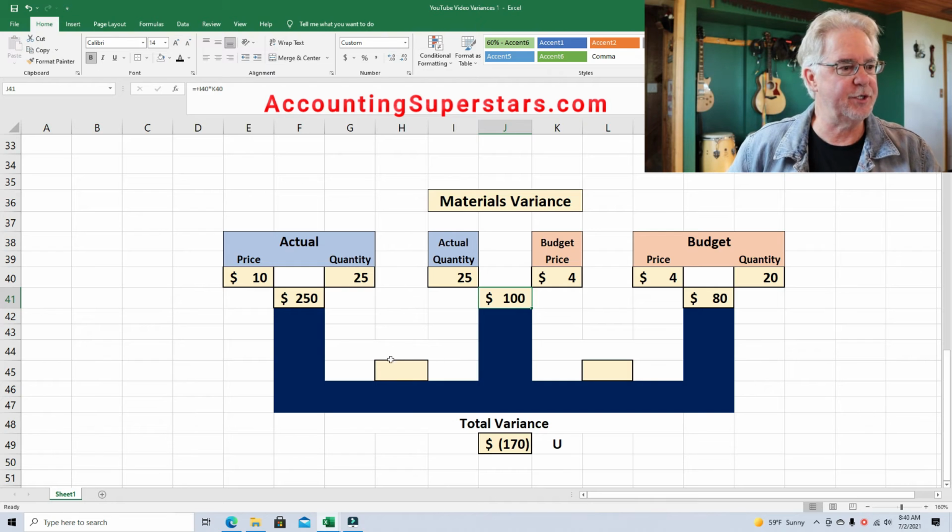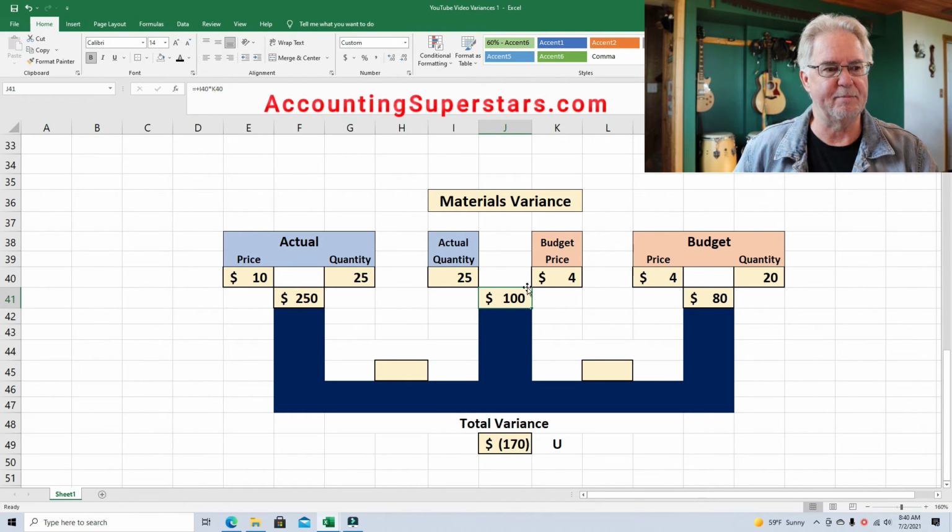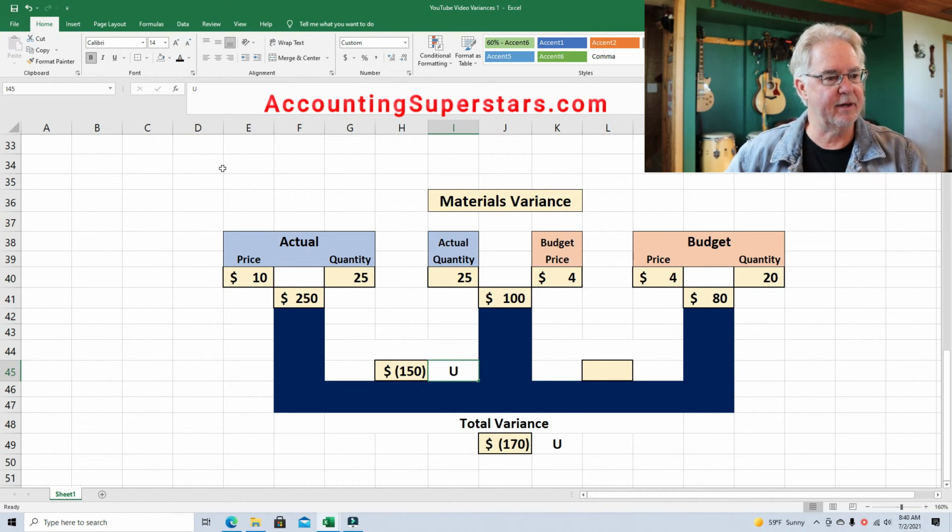Now, what we're going to do is it's just really easy. On the left-hand side, this is the actual. In the middle here, there's a budget component. So we're going to consider this the budget, all right? Actual and budget. All right, so we budgeted 100 and it ended up costing us $250. Oh my gosh. $150 over budget, that's unfavorable. So what does this mean?